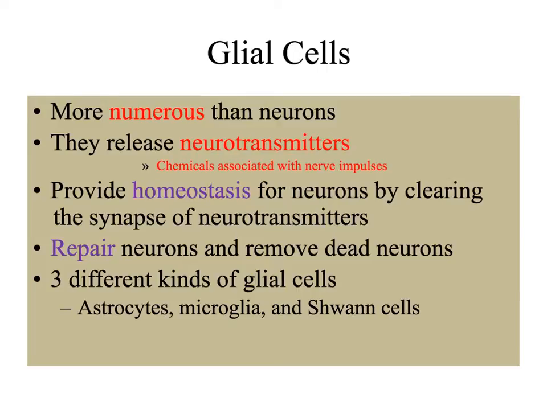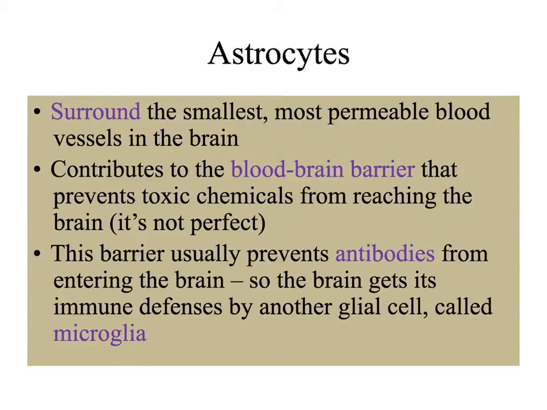There are 3 different kinds of glial cells: astrocytes, microglia, and Schwann cells. One thing, keep in mind the Schwann cells is spelled wrong. There's a C missing. It should be S-C-H-W-A-N-N.